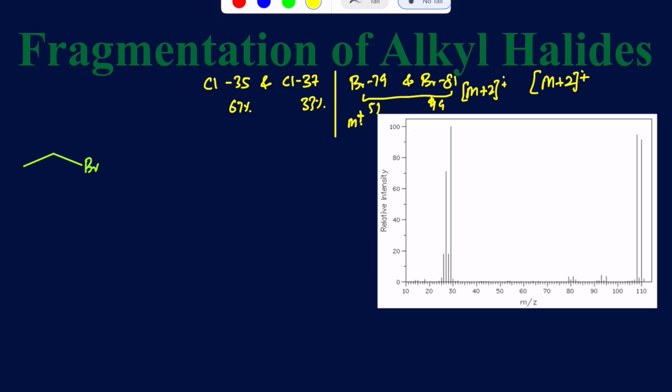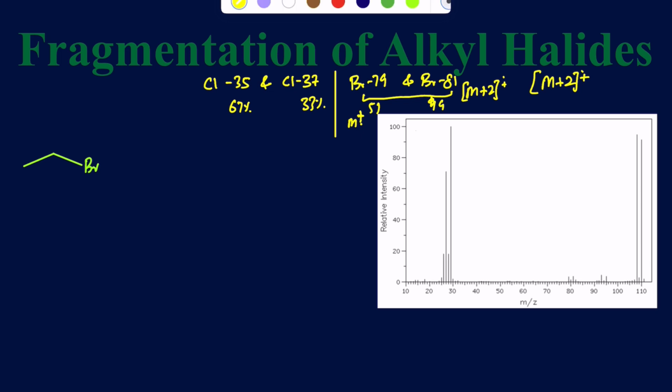So let's look at this graph right here. On this mass spec, I see peaks at 108 and 110. If you have 110, just do the math: subtract 81, that gives you 29, so that makes sense. So this is actually ethyl bromide.